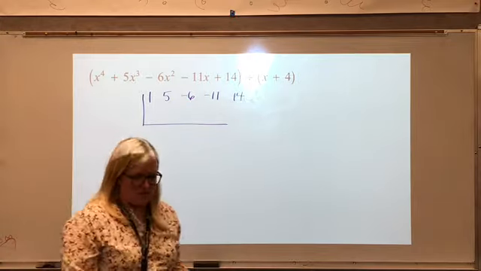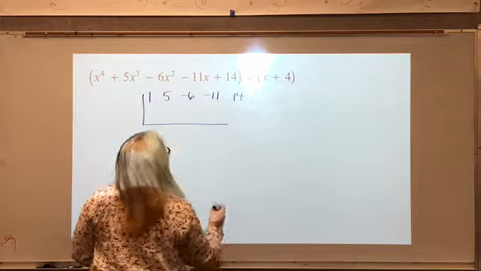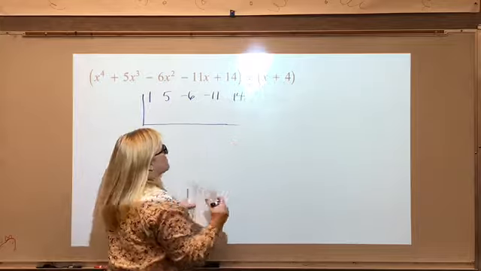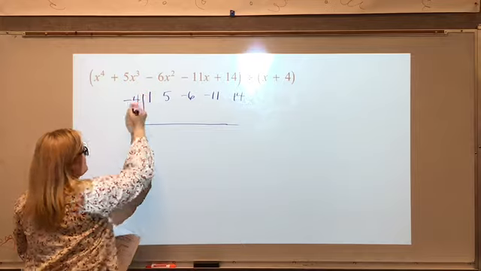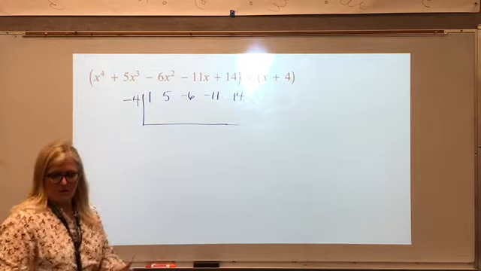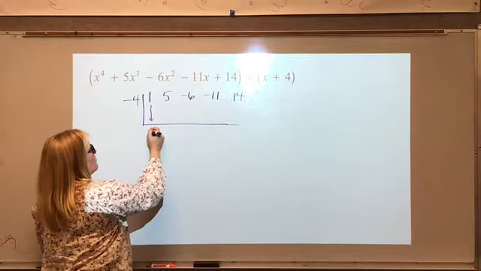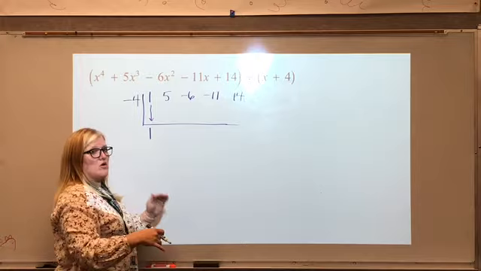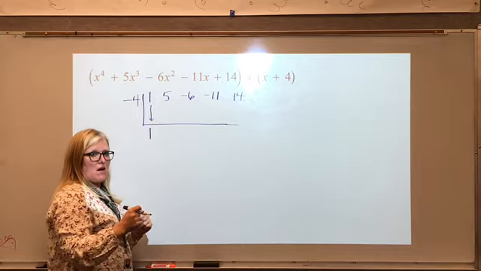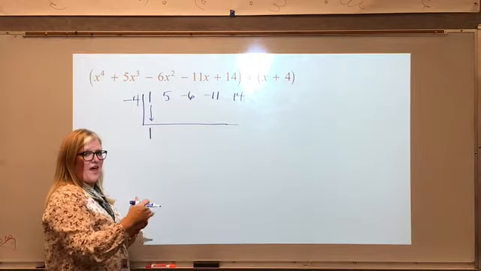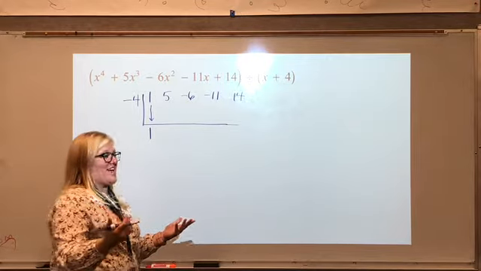And this one I did on paper because I had to use a calculator. Okay, and I'm dividing by x plus 4, so that means that a negative 4 is going to go right here. All right, so first thing, we drop. So this drops down. I have a 1. Now I multiply, add, multiply, add, multiply, add. So D is for drop, M is for multiply, A is for add.